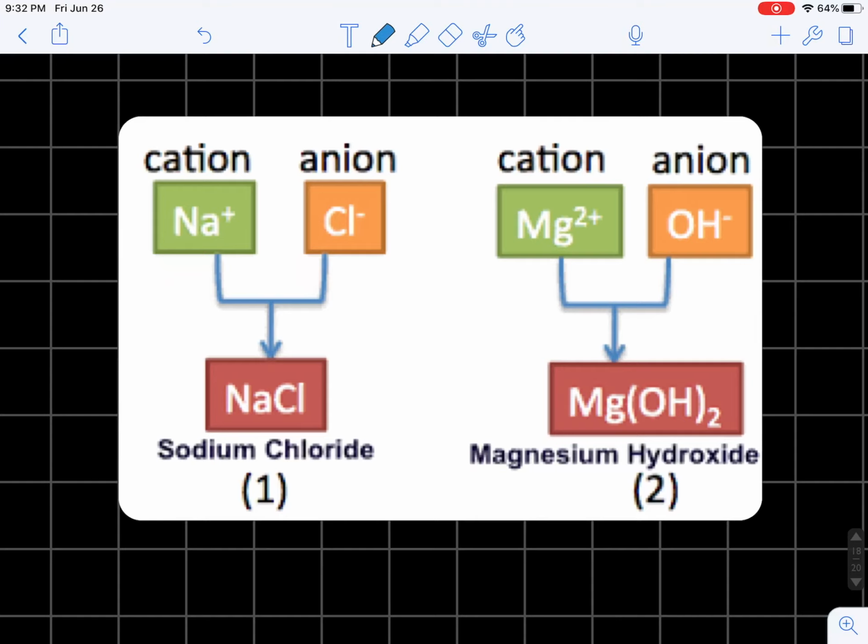Chlorine, group 17, main group. So this has a regular ionic name, sodium chloride. Same thing with this second example. Magnesium's in group 2, main group, so it keeps the name magnesium.